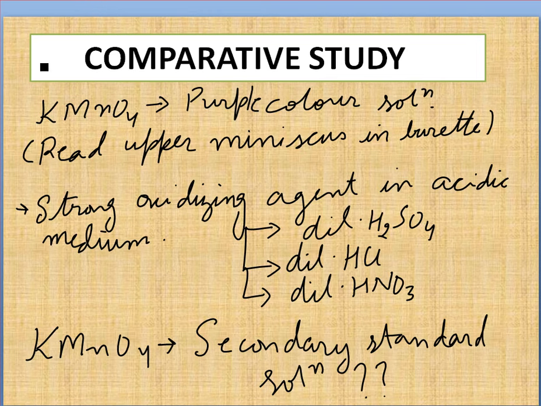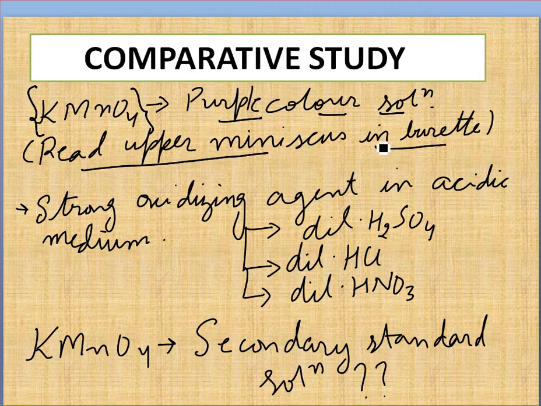Next, let's see some points about KMnO4. KMnO4, potassium permanganate, is a purple color crystalline solution. You will fill KMnO4 in the burette. Okay, it is a purple color solution, and you will read the upper meniscus. There are two meniscus like this, like this. So the upper meniscus you will read because it is the colored solution.